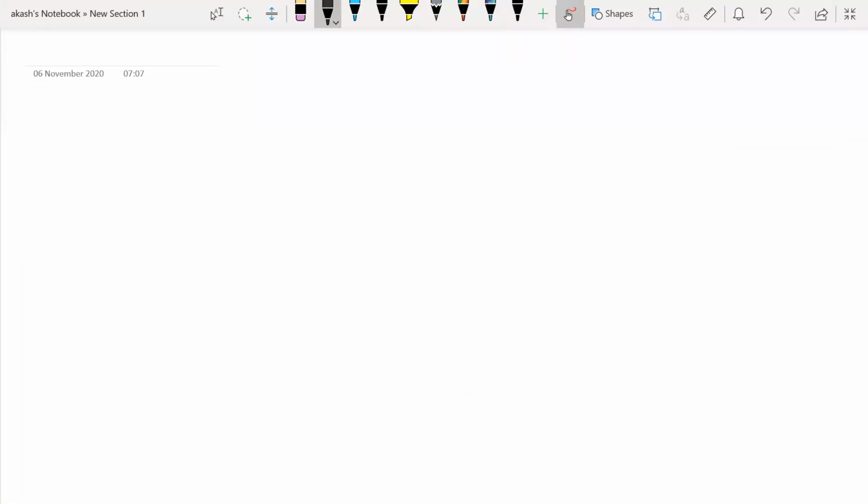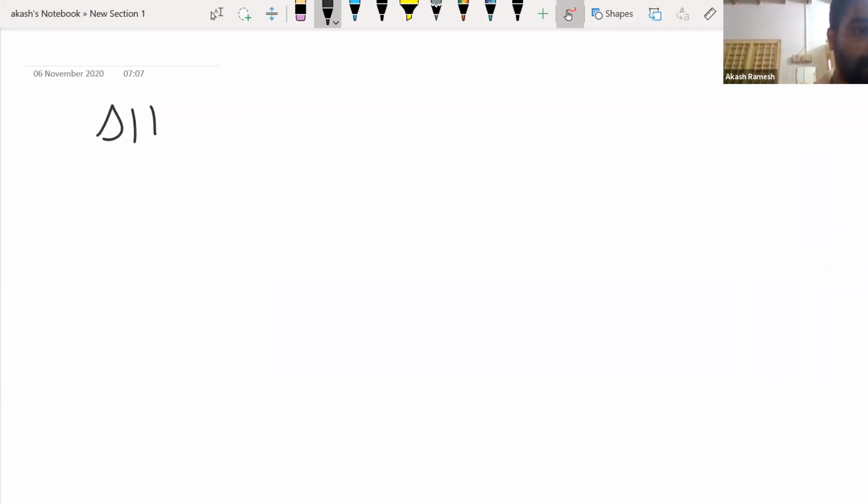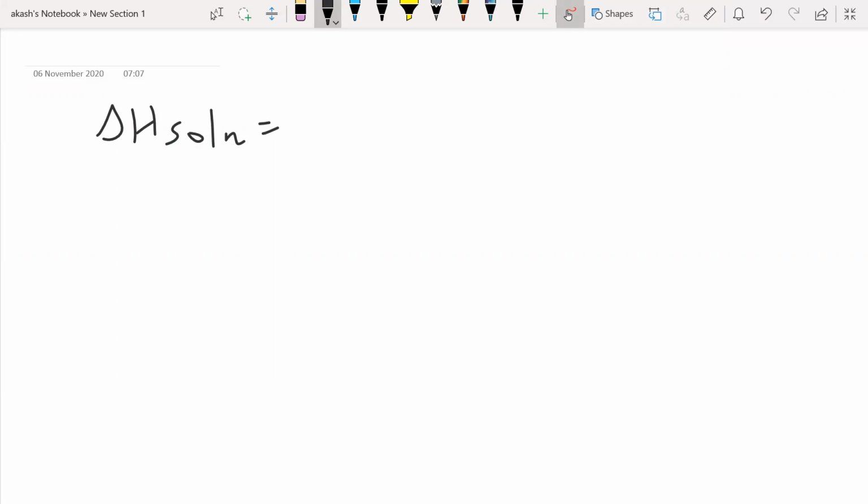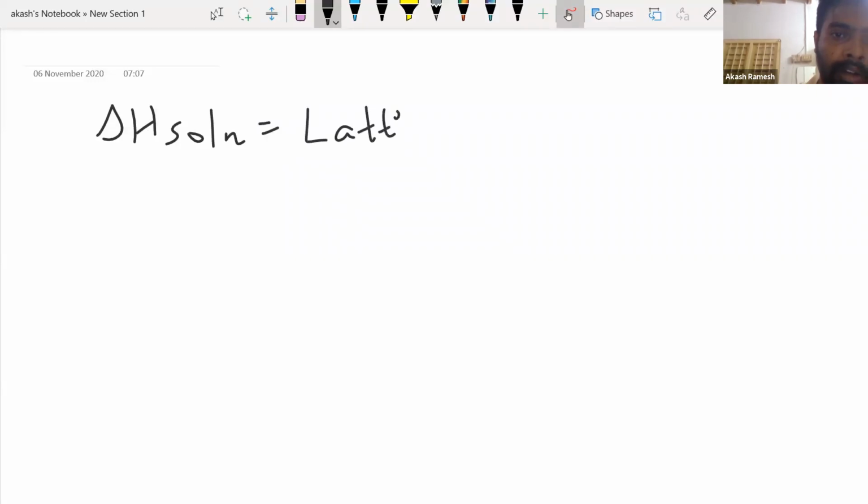Okay, cool. So we have been seeing different types of enthalpies, right? So we'll continue with it. Last class we started with the enthalpy of solution, delta H solution. I told you it's a sum of two other enthalpies. Can you tell me what are the two enthalpies for enthalpy of solution? Lattice enthalpy and hydration enthalpy. Correct. So it is going to be equal to lattice enthalpy plus hydration, delta H hydration.